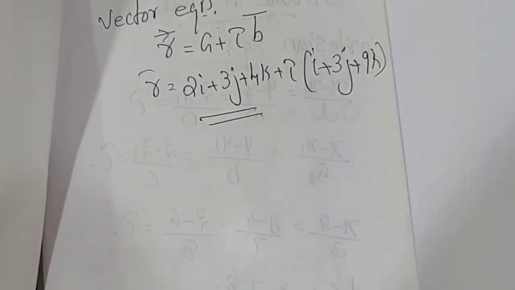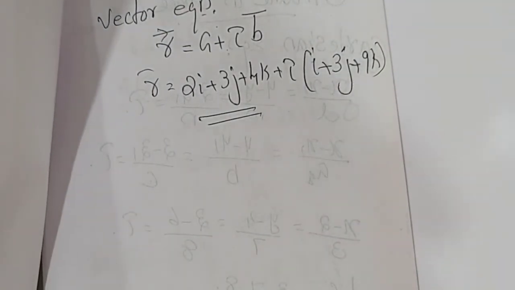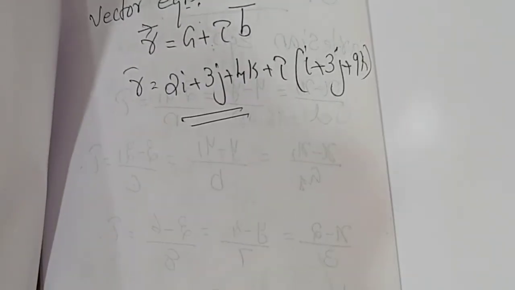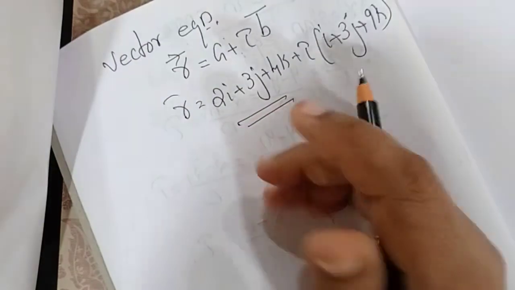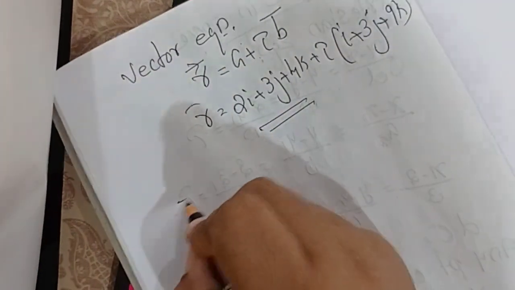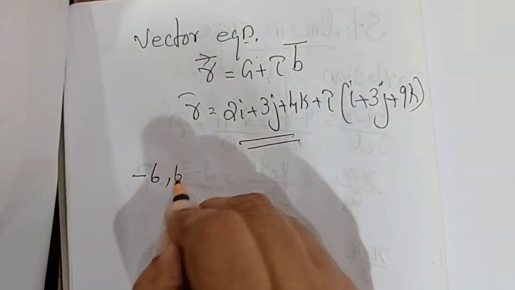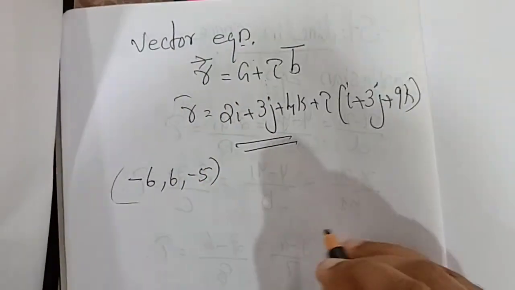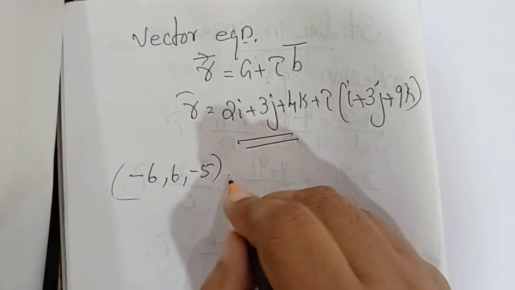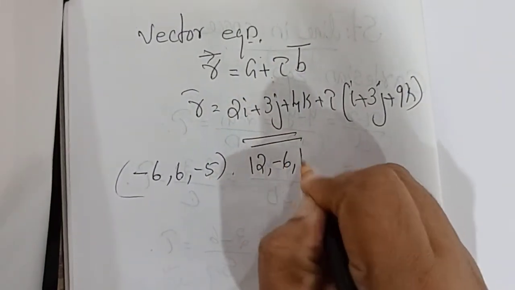Before closing, write one question. Find the equation of the line passing through the points minus 6, 6, minus 5 and 12, minus 6, 1.